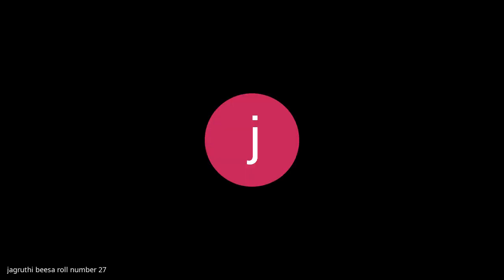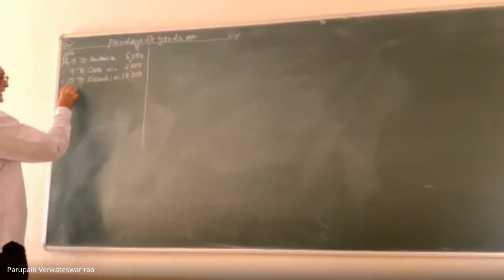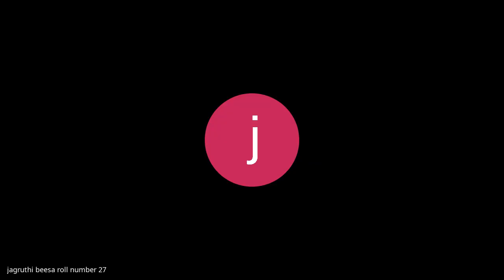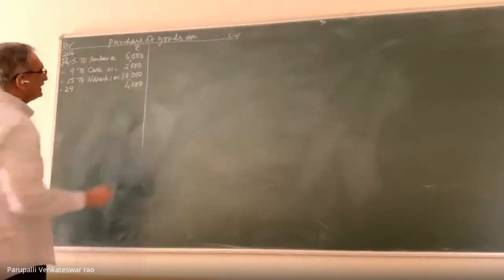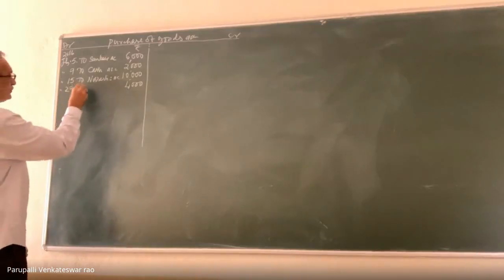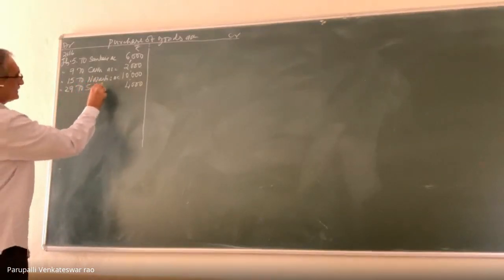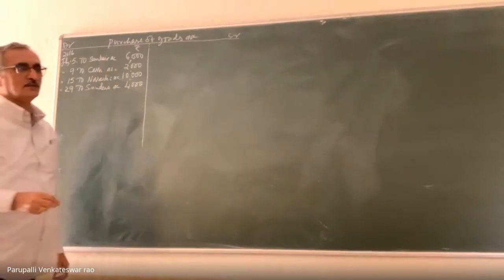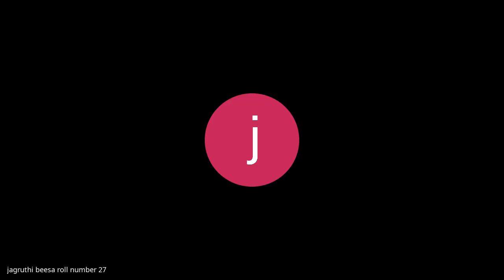July 29th. July 29, you have purchased goods from Sundar. So, how much? 4,000. Entry is purchase of goods account was debited with rupees 4,000 to Sundar's account. So the entry is purchase of goods account debtor to Sundar's account 4,000. Next, it is over.